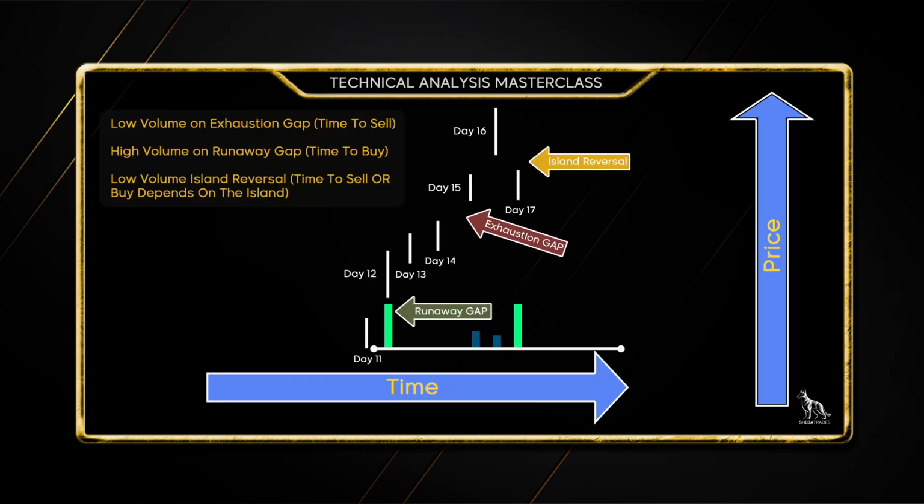To identify these island reversals, you're going to need an exhaustion gap, right? And so we know from day 14 and 15 that we're possibly looking at an exhaustion gap. We saw that our volume was lethargic, it was low. We should have had a real spike in volume should that trend have continued, but it actually went down in terms of volume between those days. And so we know we're running out of steam, and that is our exhaustion gap.